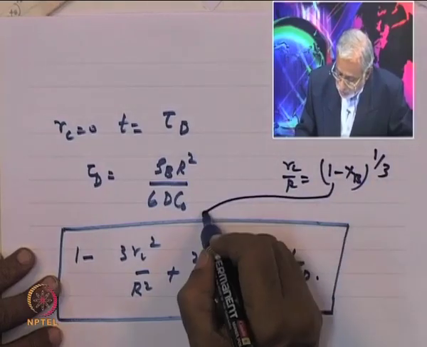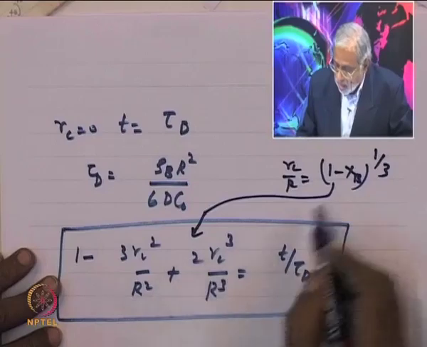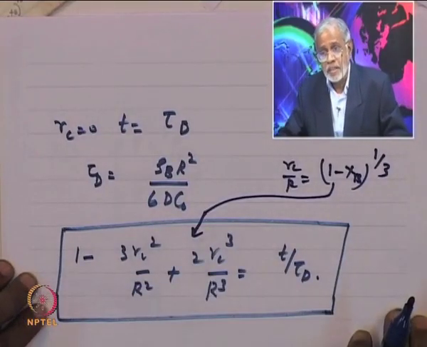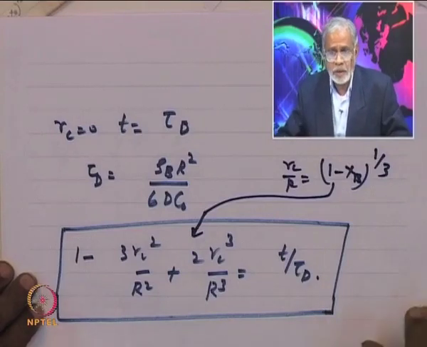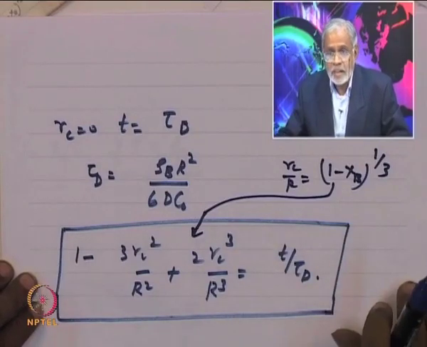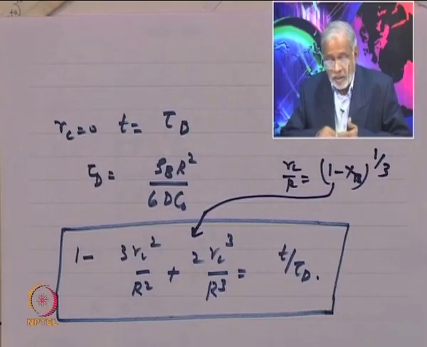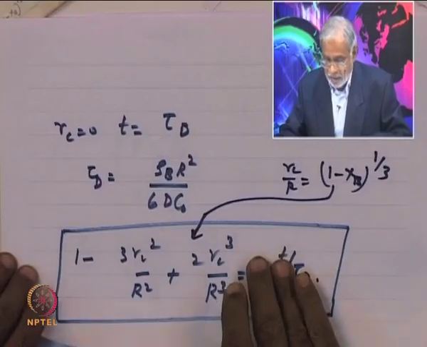Therefore, we can substitute for R C by R in terms of X B, and this whole expression can be put in terms of X B. Therefore, the left hand side can be determined experimentally. For the right hand side, t by tau d can be determined, and that is how you can actually quantify what is going on in the chemical reaction.